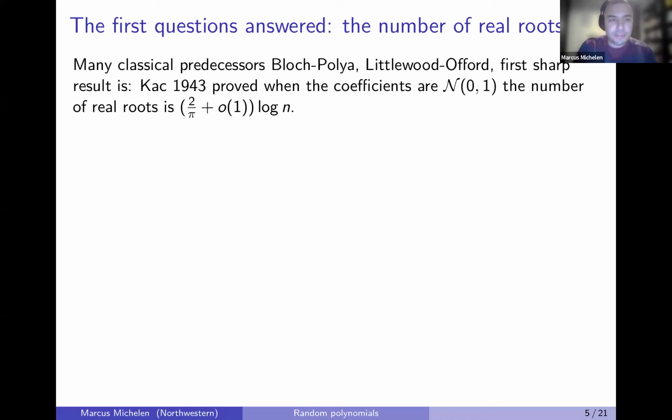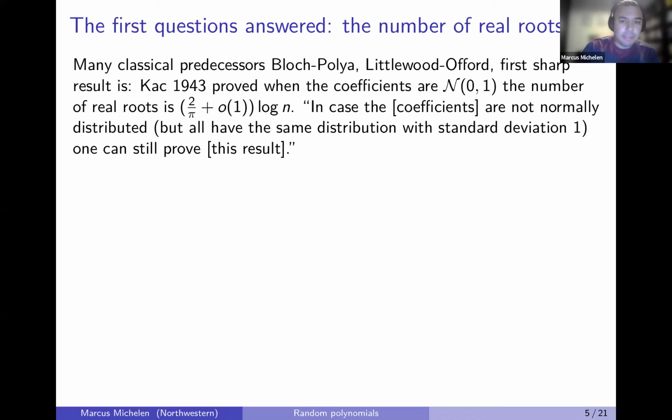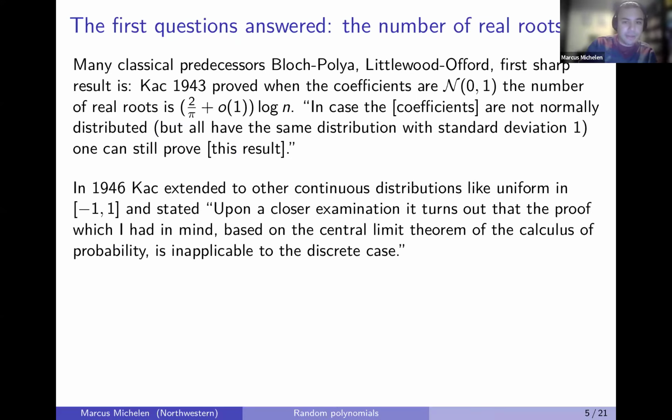There's also a very interesting historical artifact where in this paper, he wrote the sentence that in the case the coefficients are not normally distributed, but all have the same standard deviation, one can still prove this result. And he was very honest in that 3 years later, he extended it to uniform between -1 and 1. And he was like, I don't know if that's really true. Upon a closer examination, it turns out that the proof which I had in mind is inapplicable to the discrete case. So I think this is a very interesting artifact, like sort of historically, and we'll see what it is about Gaussian later on that's quite useful.